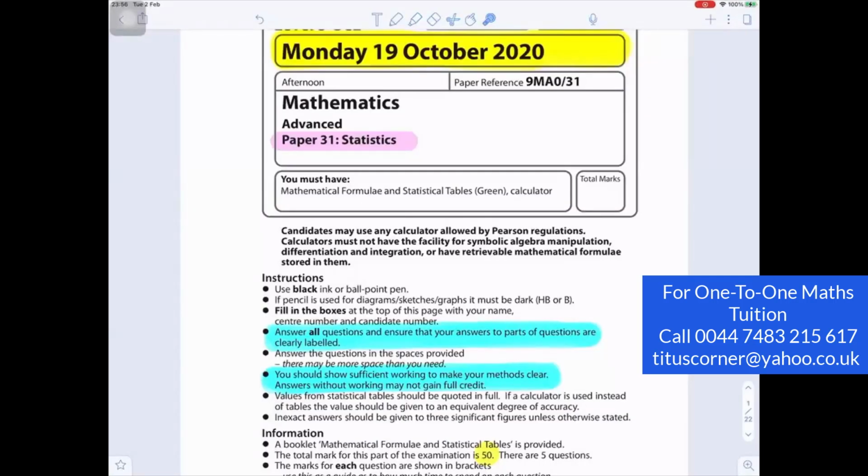Statistics, paper 31, mathematics, Monday, 19 October 2020. Answer all questions and ensure that your answers to parts of questions are clearly labeled. You should show sufficient working to make your methods clear. Answers without working may not gain full credit.